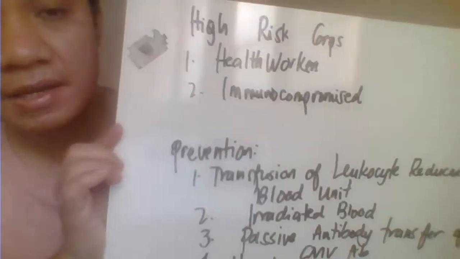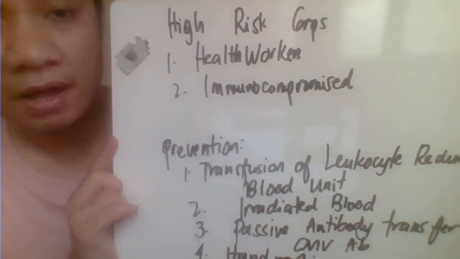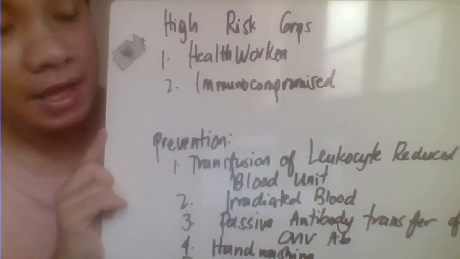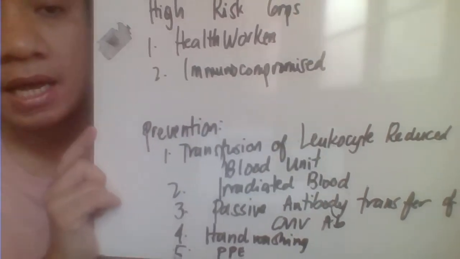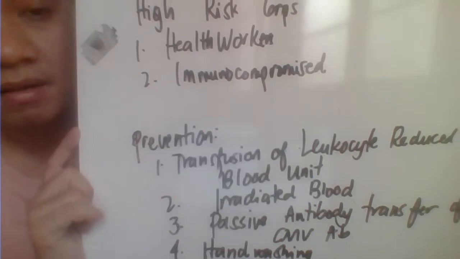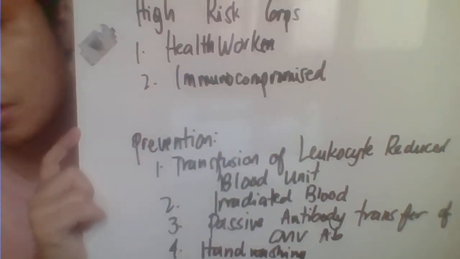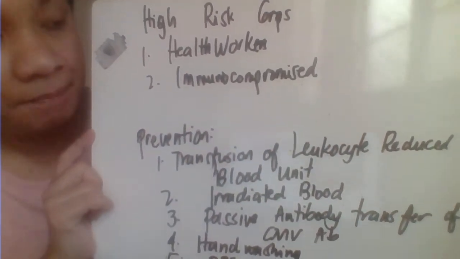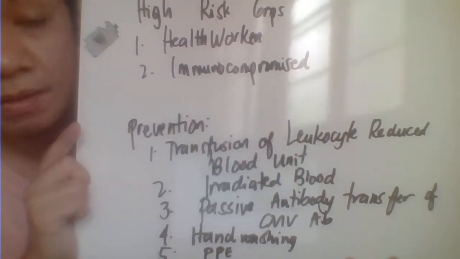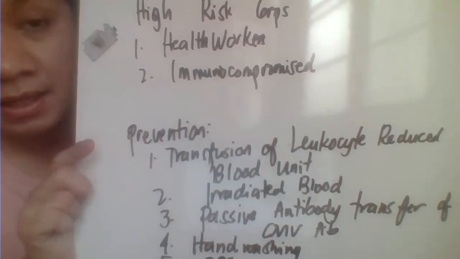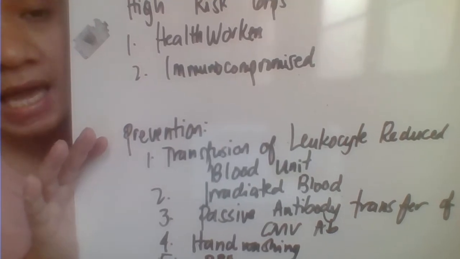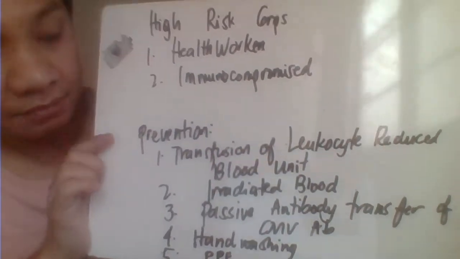Okay, now we have here the high-risk group that would have a higher chance of contracting the infection. So number 1, we have the healthcare workers, because we are the ones working in the laboratory setting or the hospital setting where we are exposed to secretions coming from infected patients. Then we could also have the immunocompromised patients. Immunocompromised includes, number 1, pregnant patients. Then we also have the newborn, the infants, and we have also the AIDS, HIV patients.